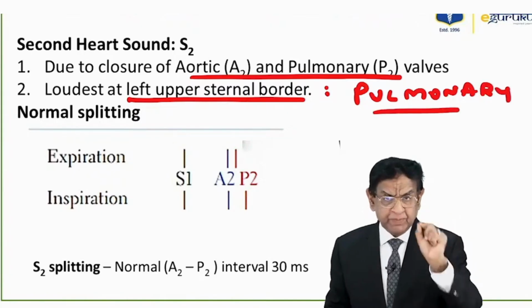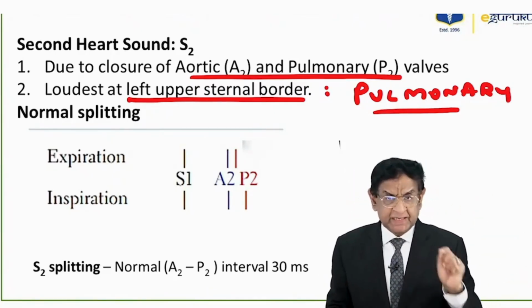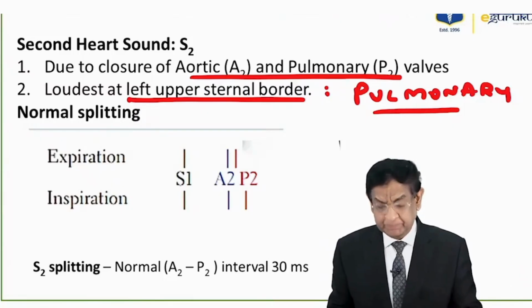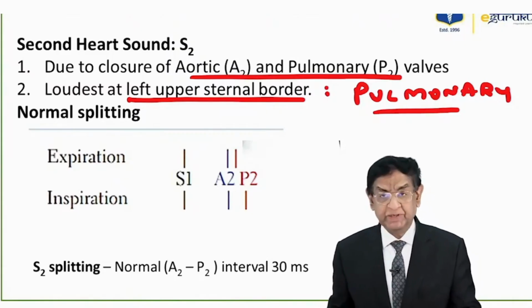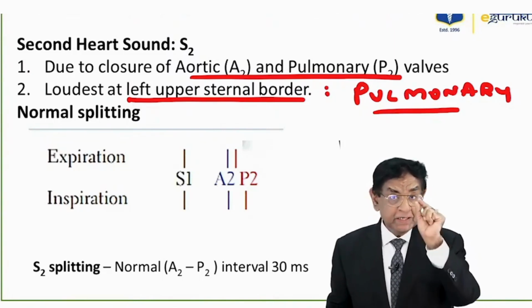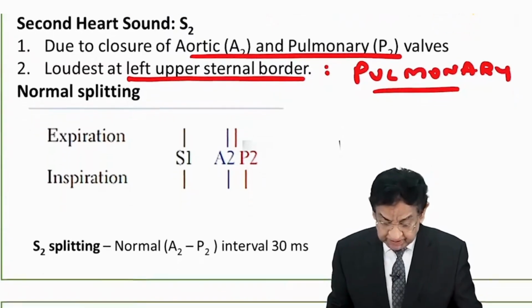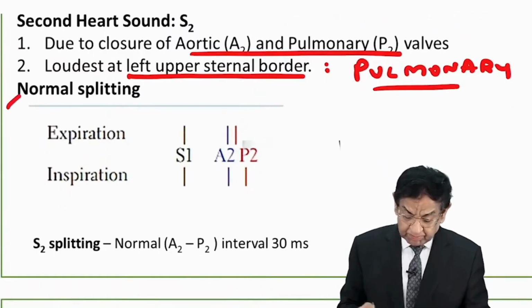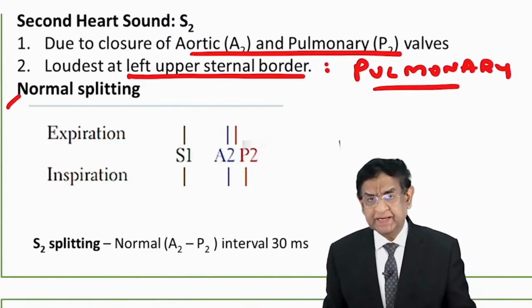I hope you remember that the aortic area is in the second intercostal space on the right side of the sternum. But this second sound we can hear best at the left upper sternal border. That means you can say roughly the pulmonary area. This is a very, very important point to remember. Now let us see how the normal splitting of the second sound usually occurs.